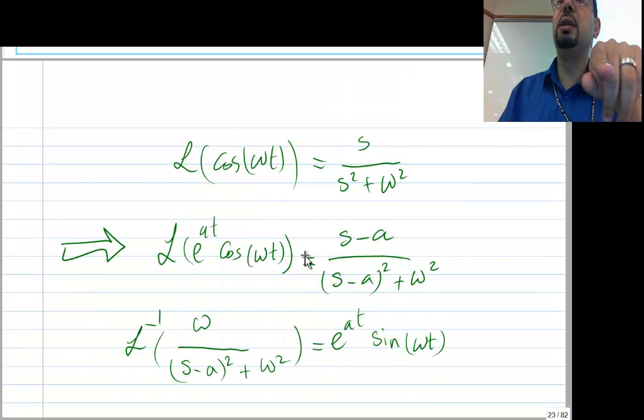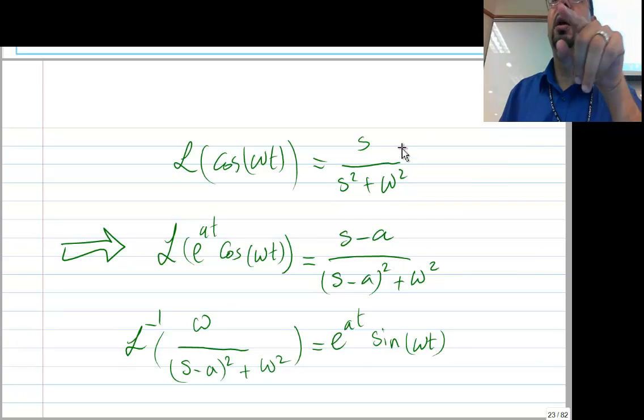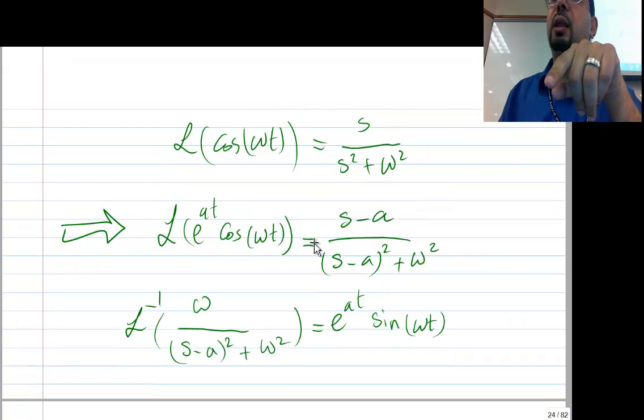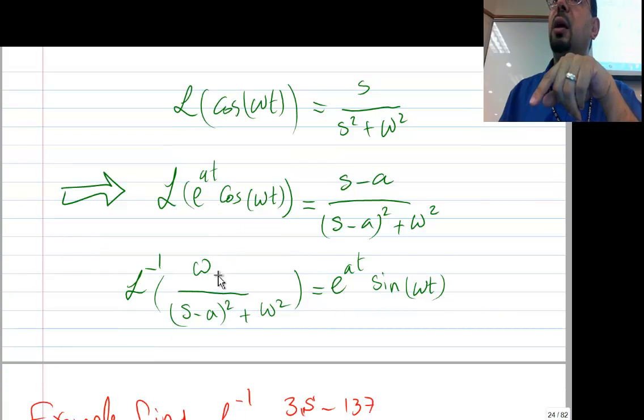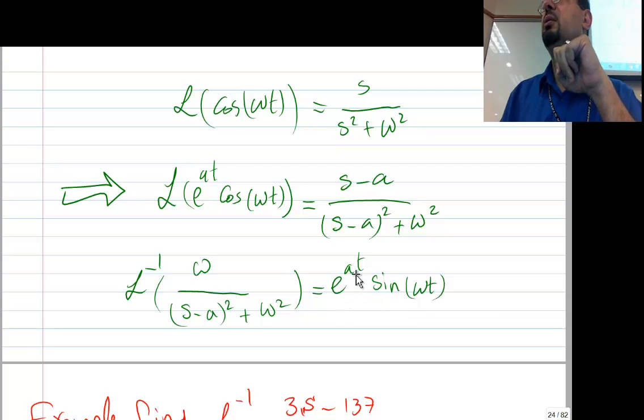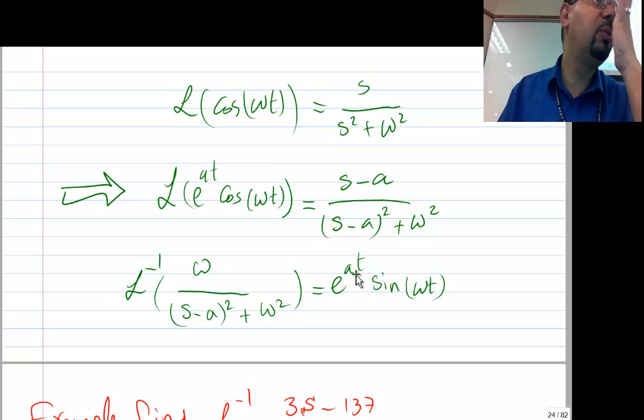Alright? So here is an example. The cosine is s over s squared plus omega squared. And if you see s minus a over s minus a squared plus omega squared, all the s are s minus a, including the square. Then you tell yourself this must have been almost cosine, but it has e to the power at next to it. And if you see omega over s minus a squared plus omega squared, that's almost sine, except the s is s minus a. So it's sine multiplied by e to the power at. Okay, so that's the first shift property.